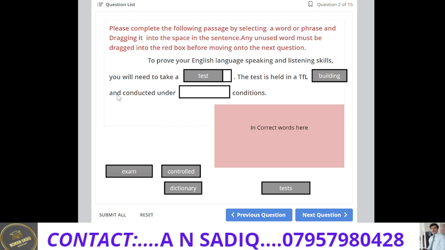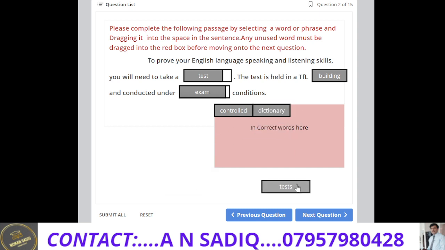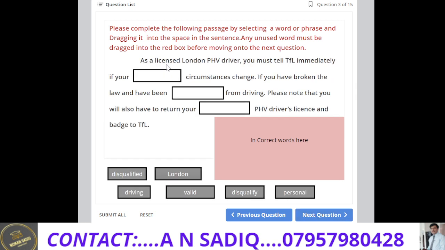So the next is and conducted under exam conditions. So the next is you have to drag the unused words. These are unused words. So you have to put all unused words here. So in this way, you will be solving the next question. Now I will try to solve these questions a little bit quickly. So go to the next question like this. The question says, as a licensed London PHV driver, you must tell TFL immediately if your, and here it's a gap, circumstances change.